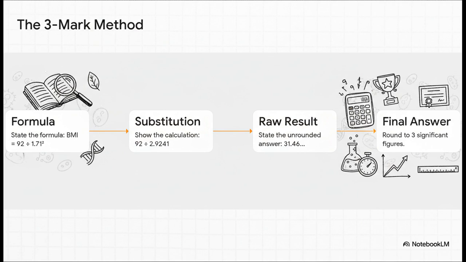Step 1, just plug the numbers in. Write out 92 divided by 1.71 squared. That alone gets you your first mark. Step 2, type it into your calculator and write down the long, unrounded answer, something like 31.46 and so on. That's your second mark. The final, crucial mark comes from rounding that number correctly.